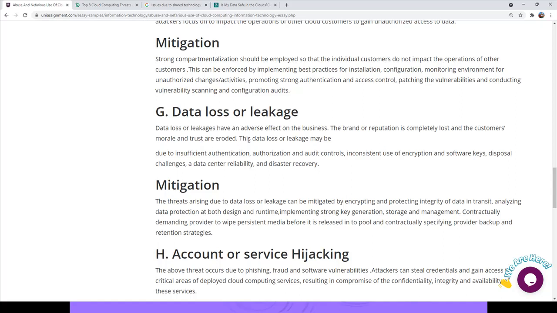So why does this data loss or leakage happen? This is due to insufficient authentication, authorization, audit controls, or inconsistent use of encryption and software keys. Encryption would prevent leakage, I mean unauthorized access. Then there are encryption and software keys, disposal challenges, data center reliability, and disaster recovery. Data loss means data accidentally getting deleted or altered, etc. Leakage means the privacy of the data is compromised.